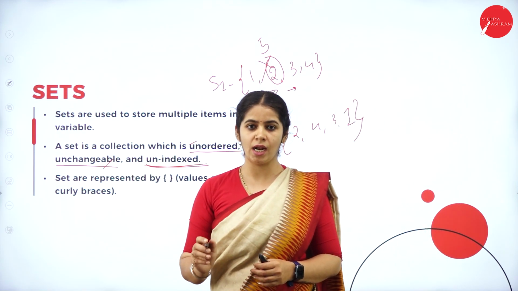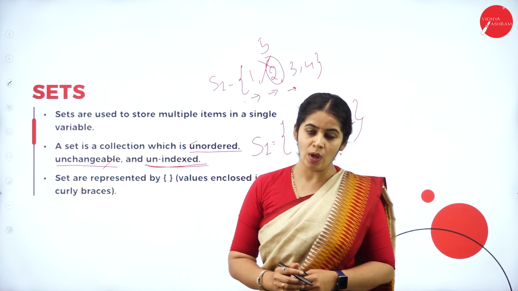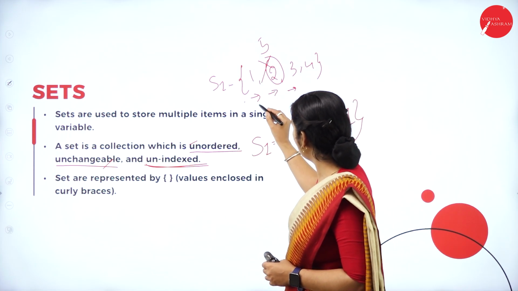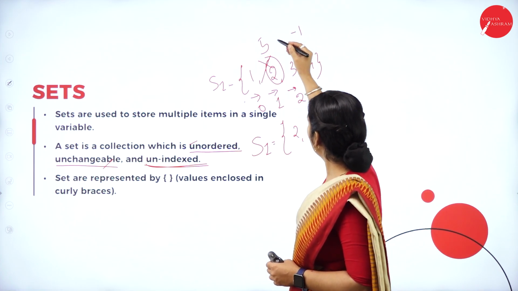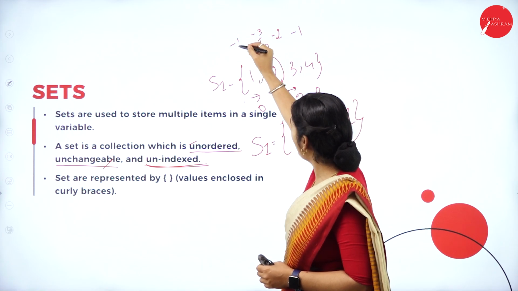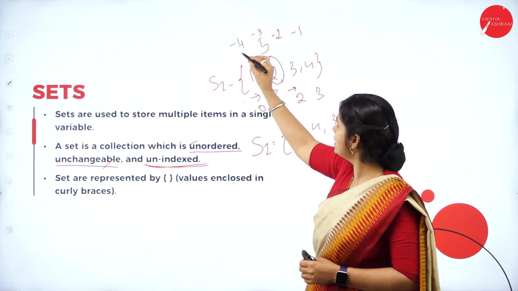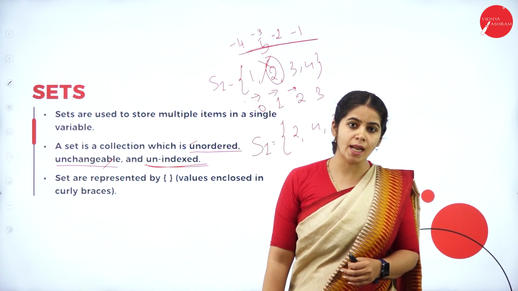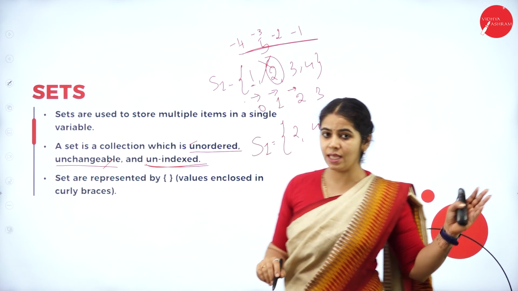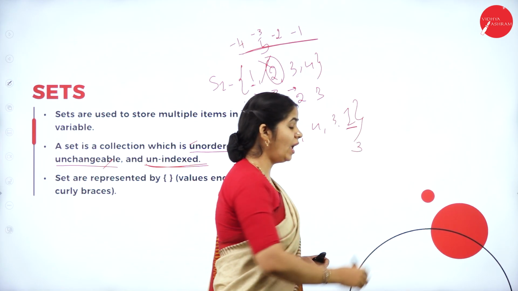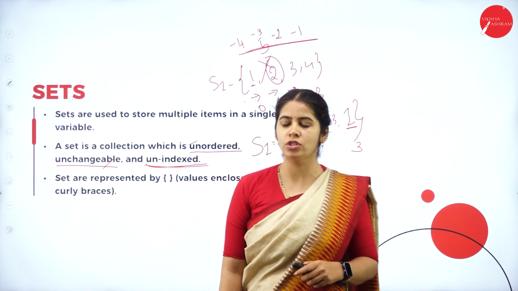For whatever data types we have studied with respect to Python, all are indexed values. Indexed value means it always starts with the index 0, 1, 2, 3 and so on, or it may start with the negative index -1, -2, -3 and -4. But as a set is unordered, we cannot access the elements of the set using the index value. Here 1 is at the index value 0, and here 1 is at the index value 3, right? So we cannot access the elements using the index value in the set data type.